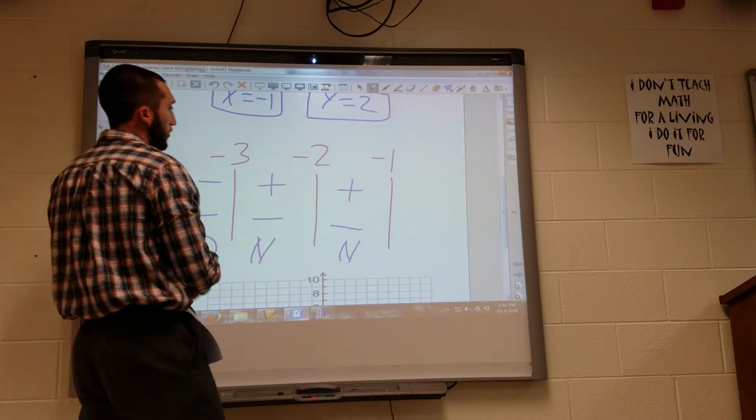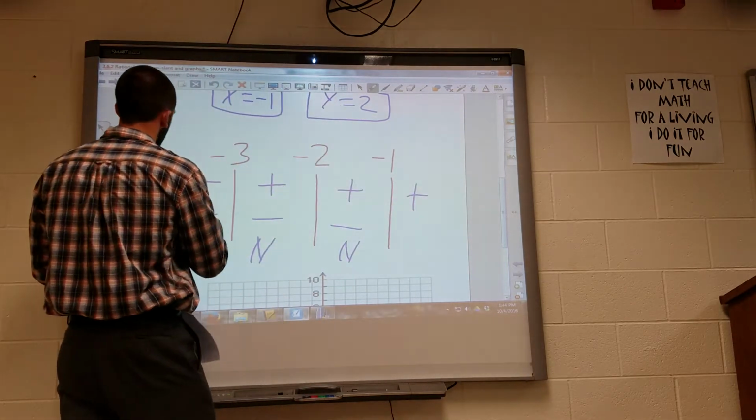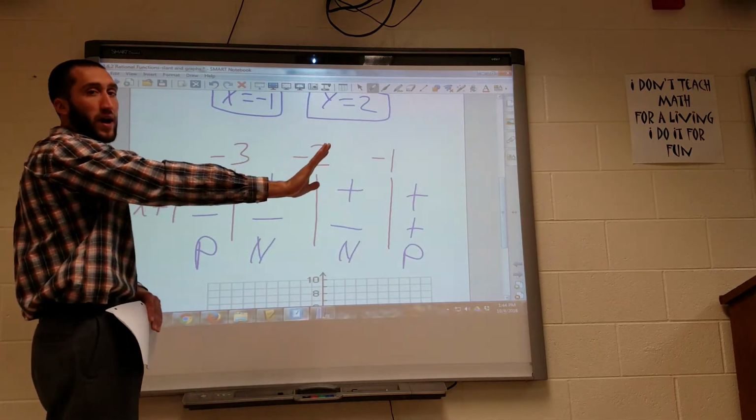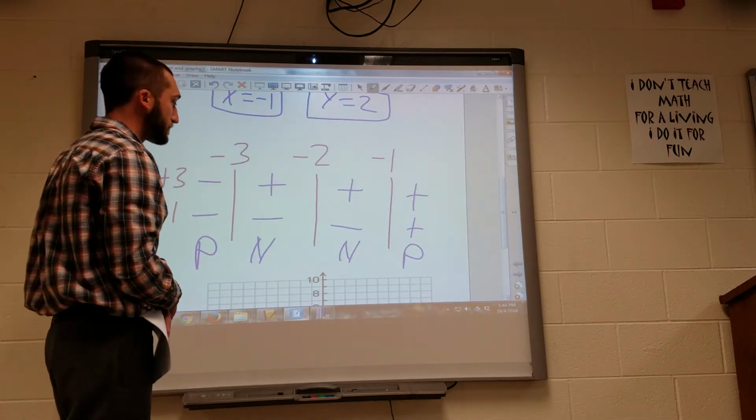And anything greater than negative 1, let's plug in 0, because 0 is greater than negative 1. 0 plus 3 is going to make this positive. 0 plus 1 is going to be positive. So my graph is positive once my x values get larger than negative 1.